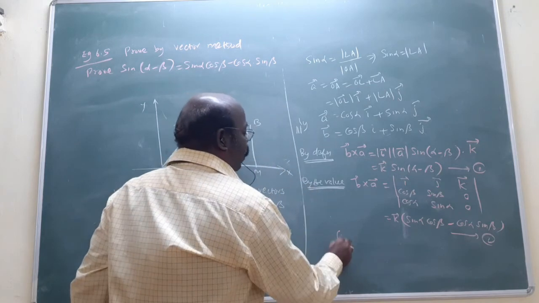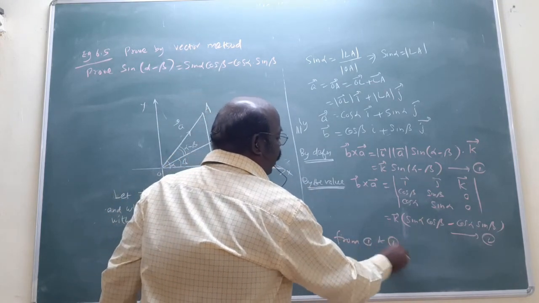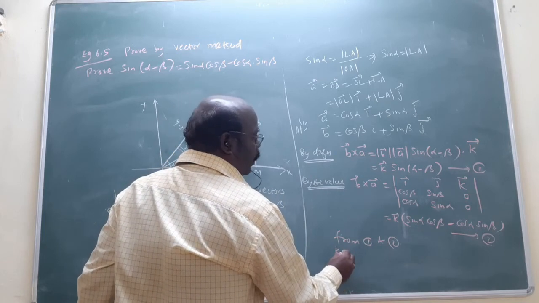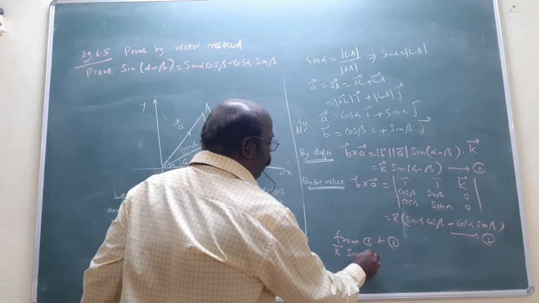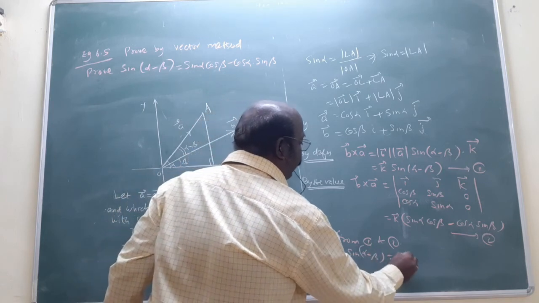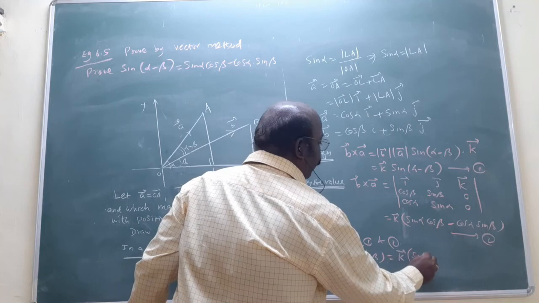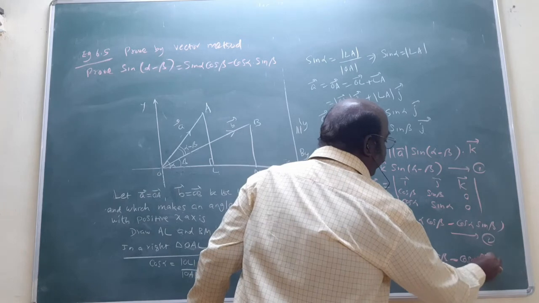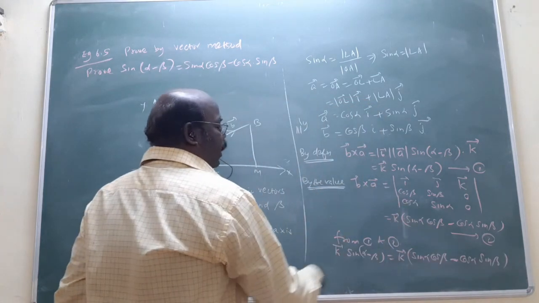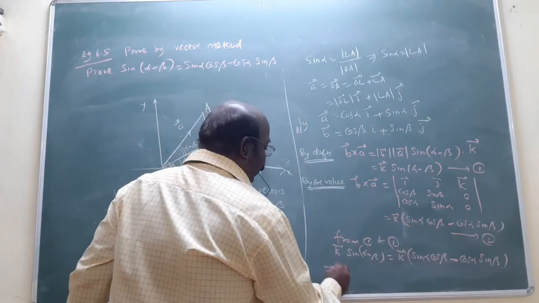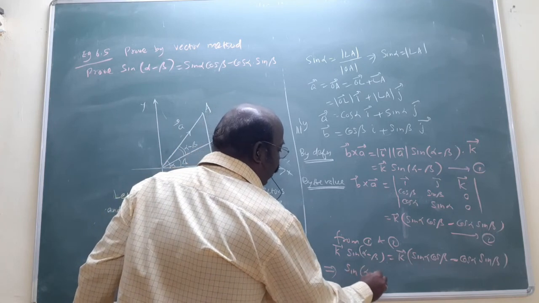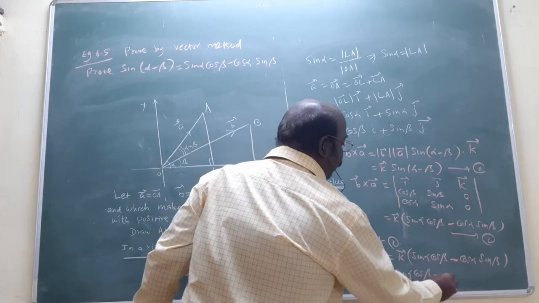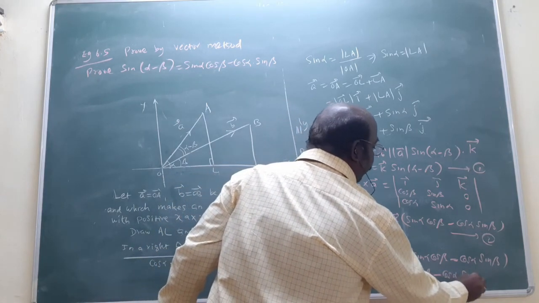From 1 and 2, the left hand sides are equal, so the right hand sides are equal. What is the answer? K vector into sin(alpha minus beta) equal to k vector into (sin alpha cos beta minus cos alpha sin beta). The k cancels on both sides, which implies we get the answer: sin(alpha minus beta) equal to sin alpha cos beta minus cos alpha sin beta.